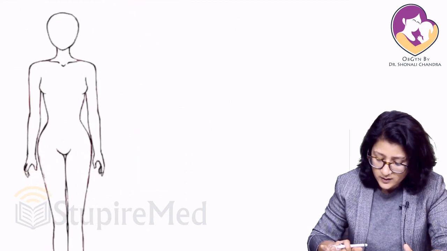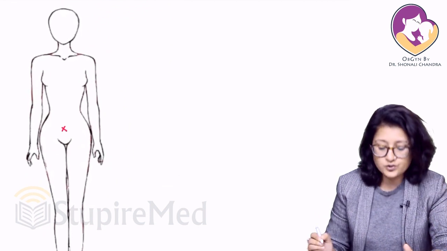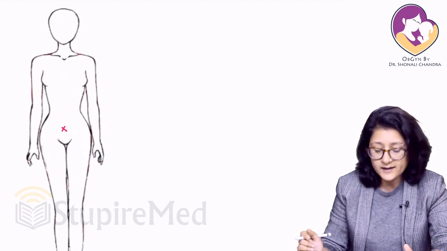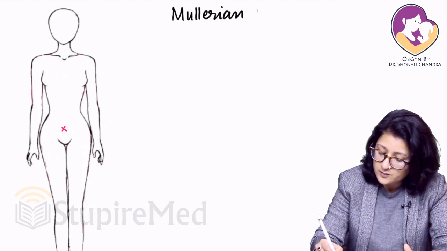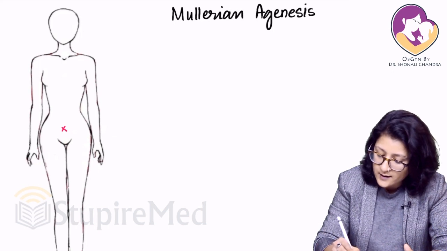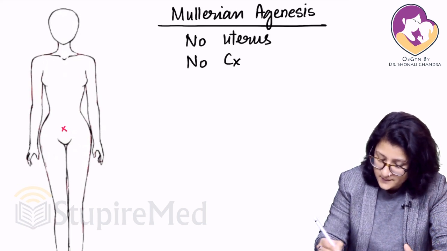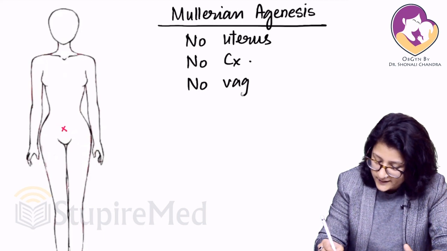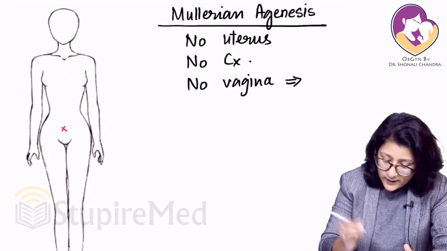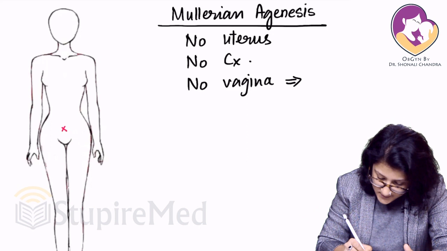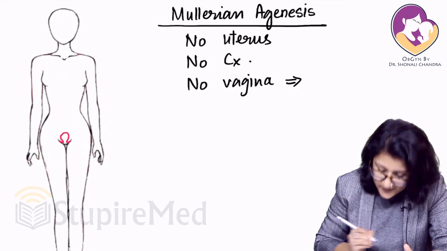So what happens in complete Mullerian agenesis? If you can appreciate in this figure, there will be no uterus, there will be no tubes. Primarily, the structures that arise from the Mullerian ducts will not be there. So there will be no uterus, there will be no cervix, there will be no vagina. Instead of a proper vagina, what is going to be there is just a blind vaginal pouch.